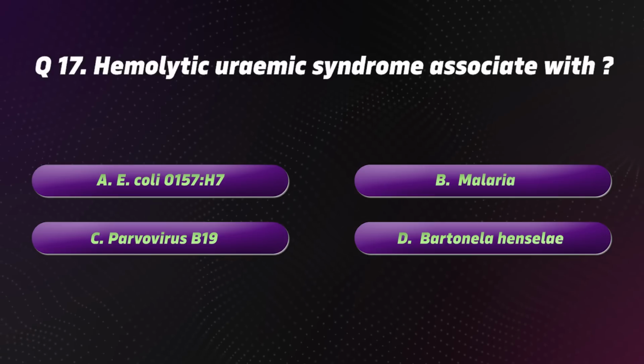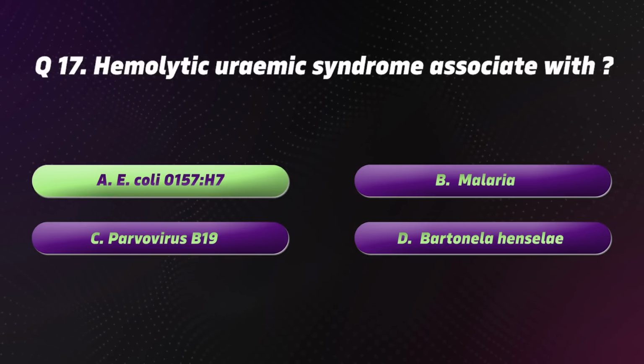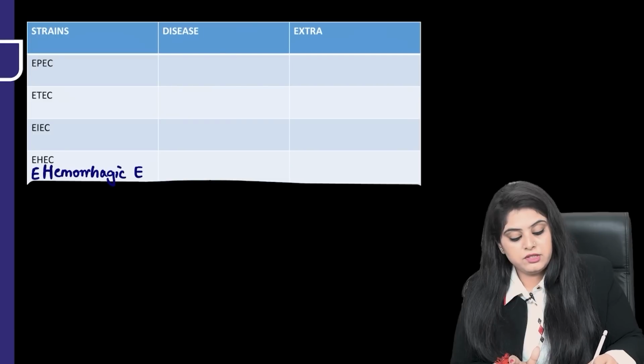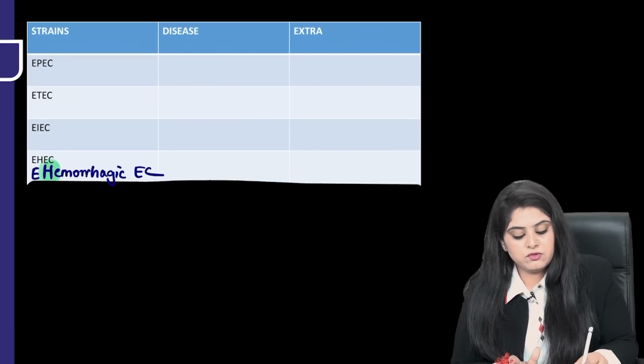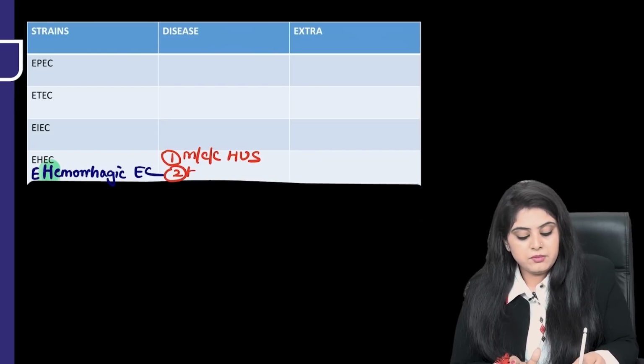And the correct option is A. E. coli O157:H7. Here is the explanation. Hemorrhagic E. coli. So the word is only telling me that some hemorrhage is going to happen. This is the most common cause of hemolytic uremic syndrome. And number 2, this is also going to cause another hemorrhagic thing, that is hemorrhagic cystitis.